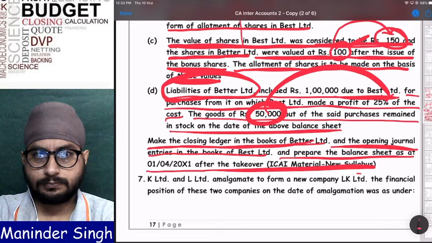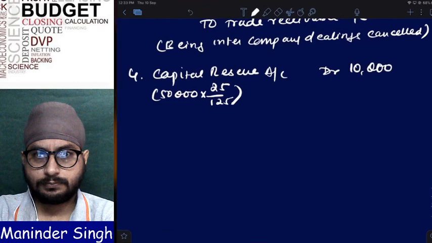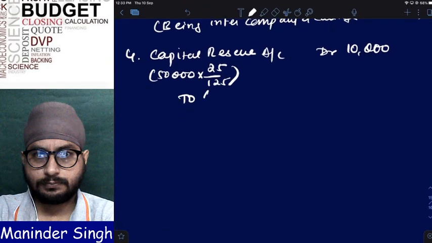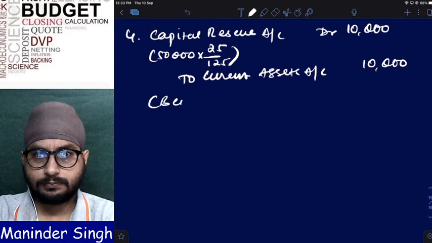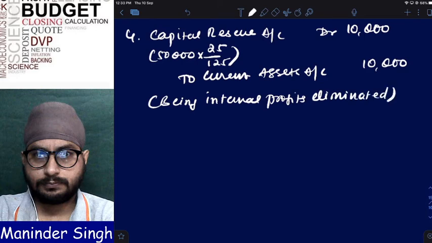Now tell, will the asset value increase or decrease by 10,000 now? I have to remove 10,000, right? When I remove 10,000, the asset will decrease. Sir, when an asset decreases, debit or credit? Credit. To what? To current assets account. 10,000. Clear? Being internal profits eliminated.